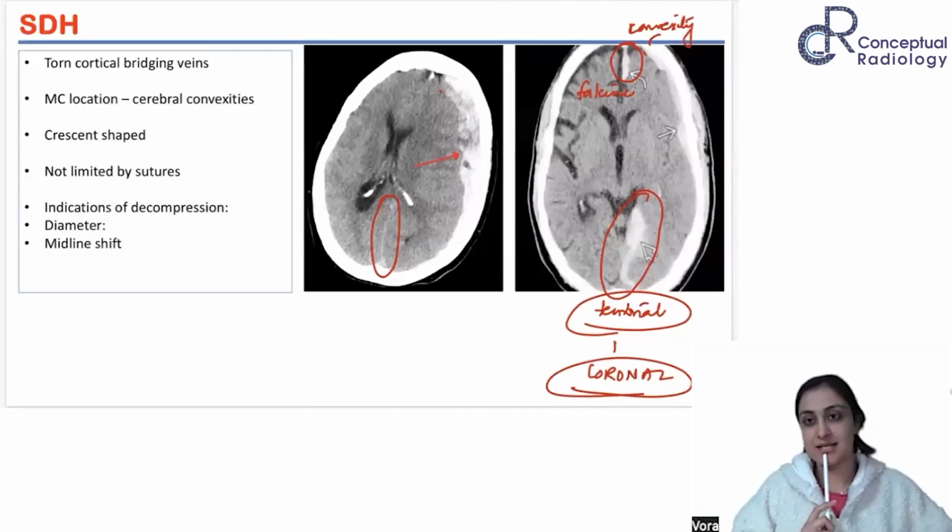Absolutely. Yes. And still, right now it may seem like I am so confident. But when you see a lot of cases, you can't say. You can't say till the very end, until the neurosurgeon opens and tells you that it was EDH or SDH.